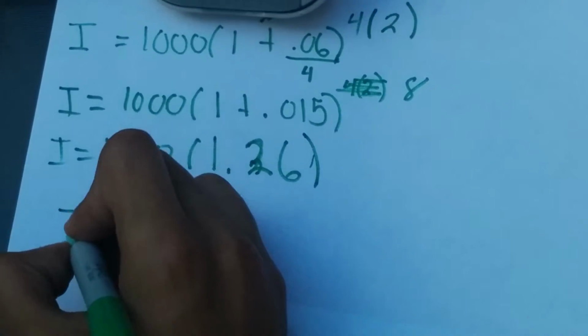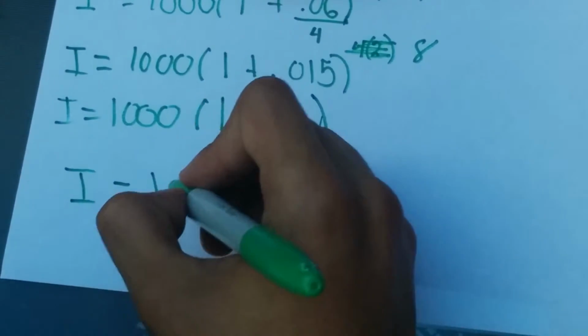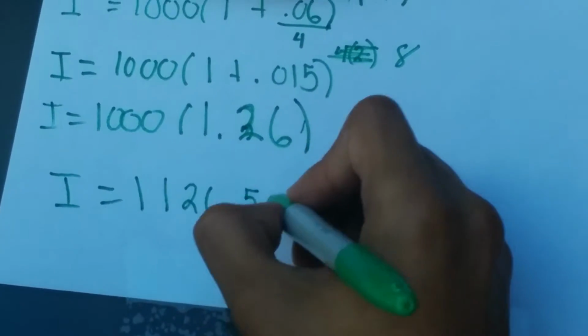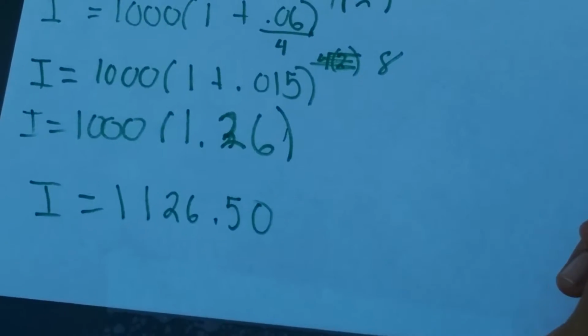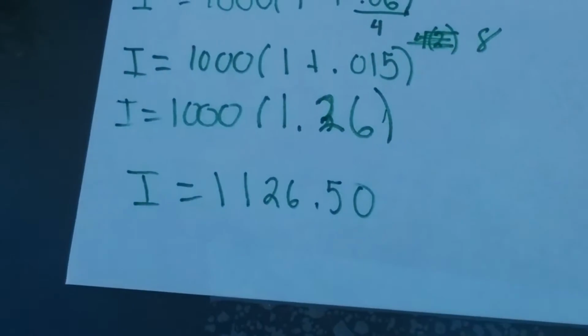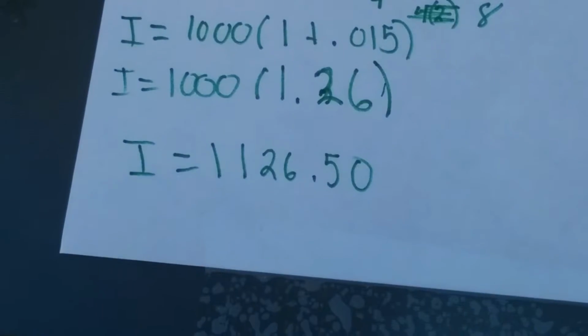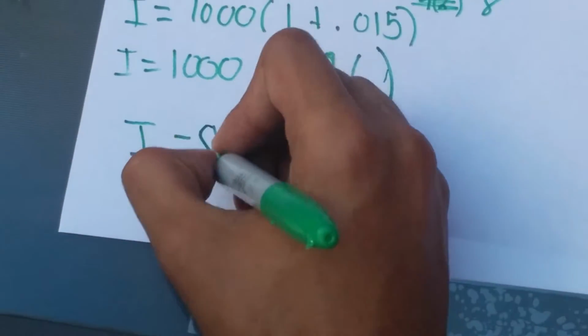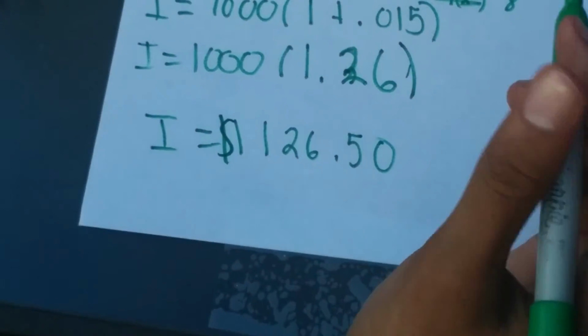Your answer is I equals 1.126, and then about 50 cents. And there you go. It means after 2 years at a rate of 6% every 3 months, I believe, is quarterly. By the end of 2 years, you'll have $1,000.126. Nice amount of money.